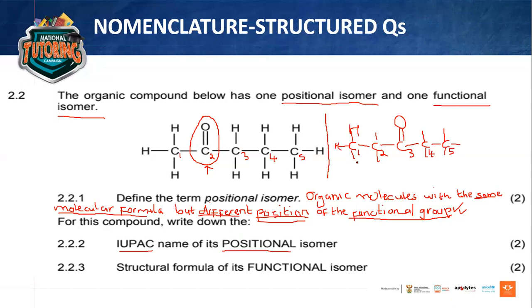Now, if you look at both the molecules, as I'm busy writing the hydrogens, you will see that they all have 5 carbons, and they all have 10 hydrogens, and they all have 1 oxygen. So this is C5H10O.